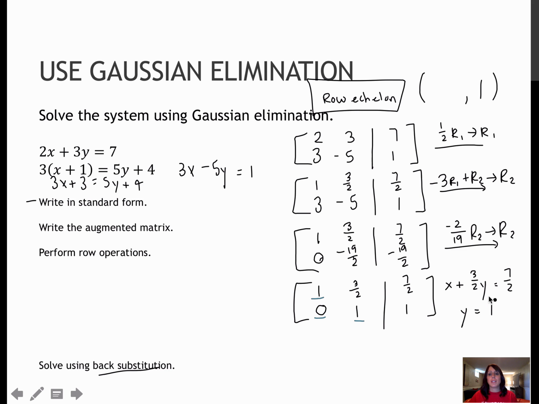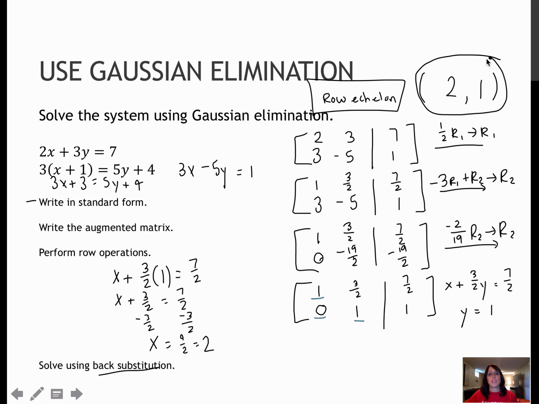Back substitution means I'm going to take my y value, plug it back into this equation to finish solving. So I'm going to have x plus 3/2 times y, which is 1, equals 7/2. So this is x plus 3/2 equals 7/2. If I subtract 3/2 from each side, I get x equals 4/2, which of course is 2. So my solution is 2, 1. That is my ordered pair that represents the solution to this system of equations.